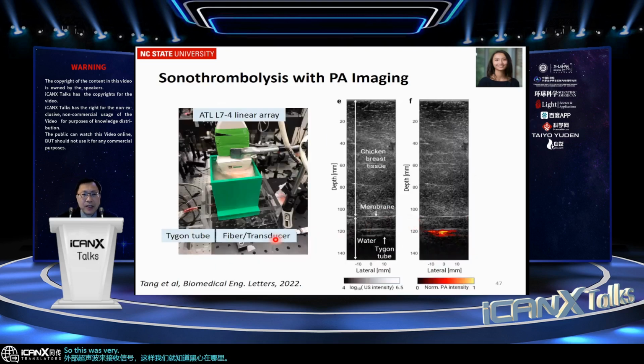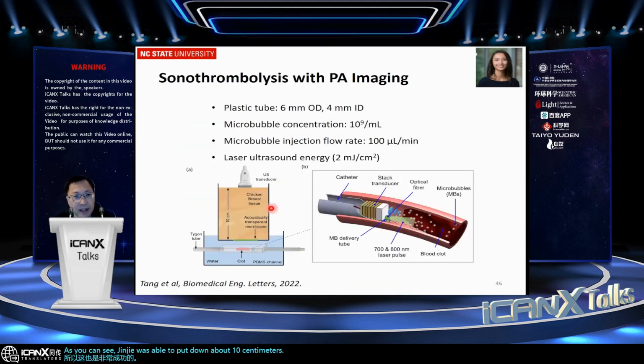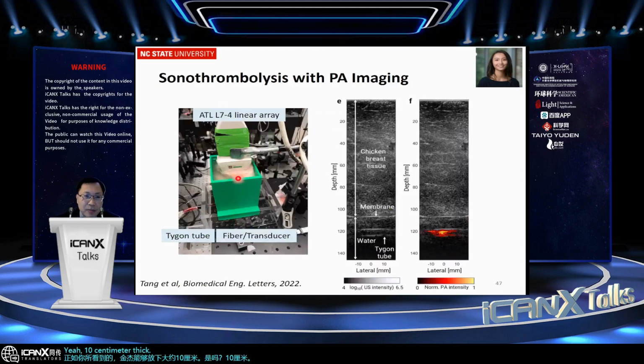So this was very successful too. As you can see, Jing was able to put about 10 centimeters, is that right? 10 centimeters of thick chicken breast on top of the blood clot in the tube. If you do the ultrasound imaging, you see the chicken breast tissue and the tube, but the blood clot is hard to see because the contrast there is not good. But with photoacoustic imaging combined, you clearly see where the blood clot is. So that's very promising results.